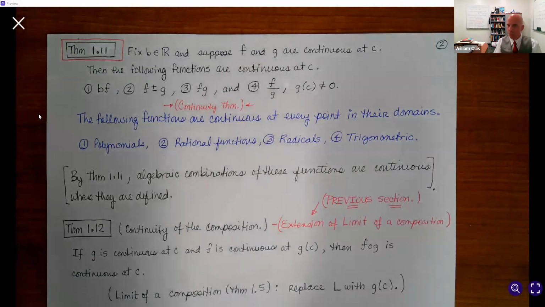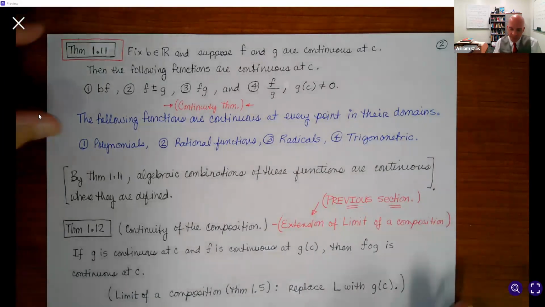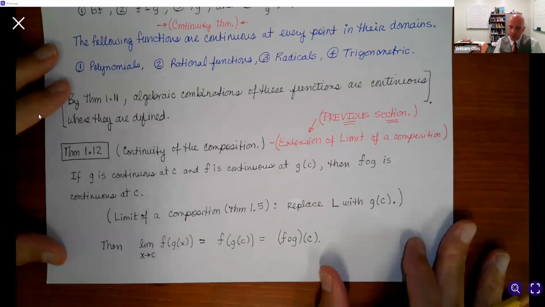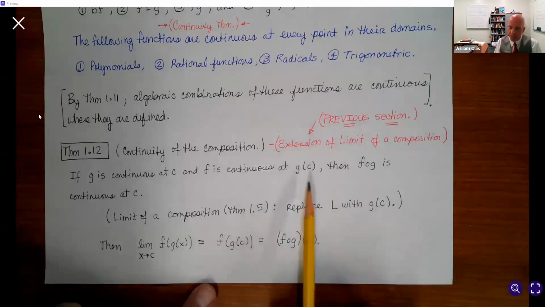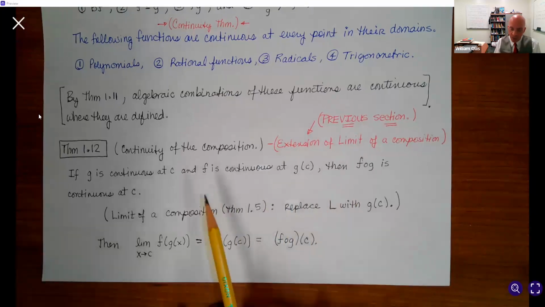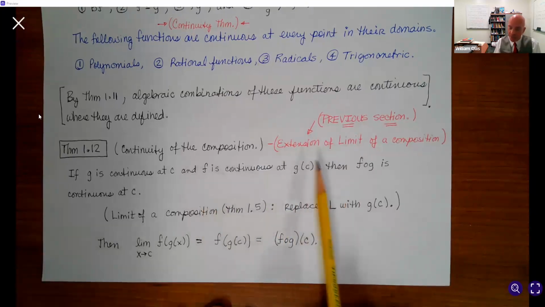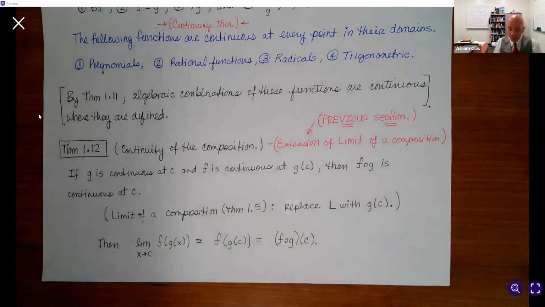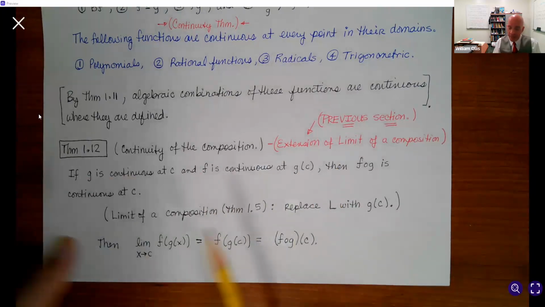And now it will give us the set of continuity. So that's really interesting in and of itself. Now, this very last result is really what we already know. It's just the limit of a composition. So what you can see here is we just simply replace the L in the limit result with G of C.